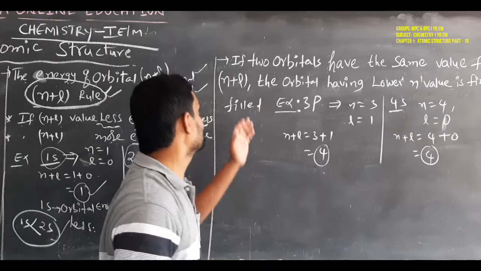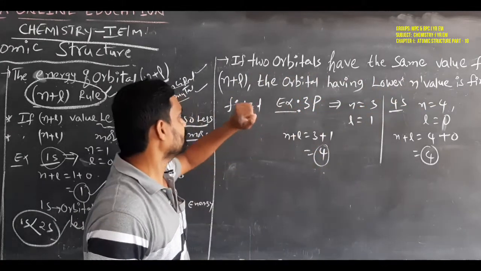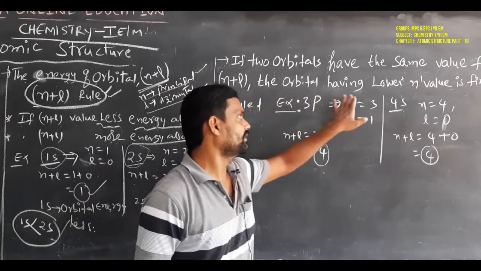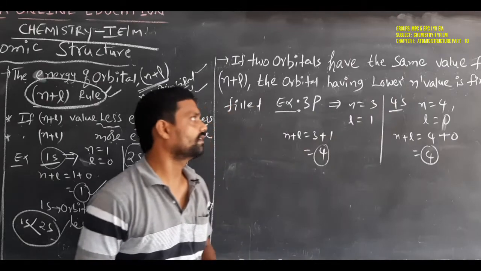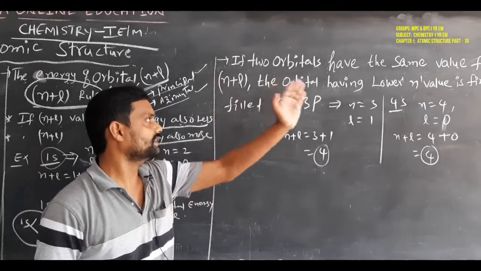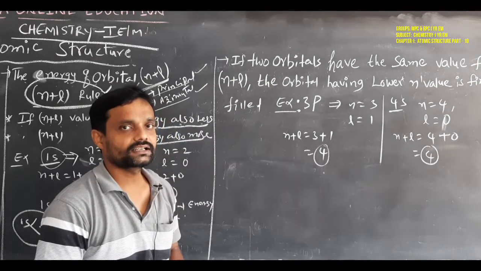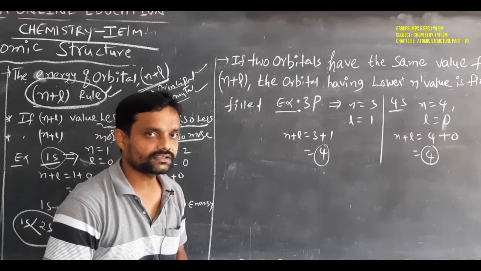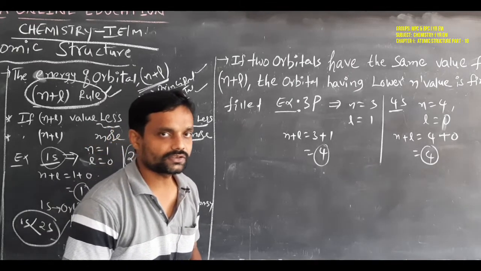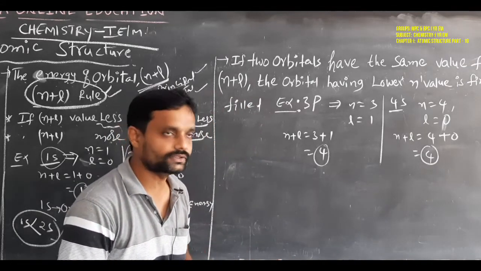If two orbitals have the same value of n plus l, the orbital having the lowest n value is filled first. That means in this condition, we follow the lowest n value, the principal quantum number.